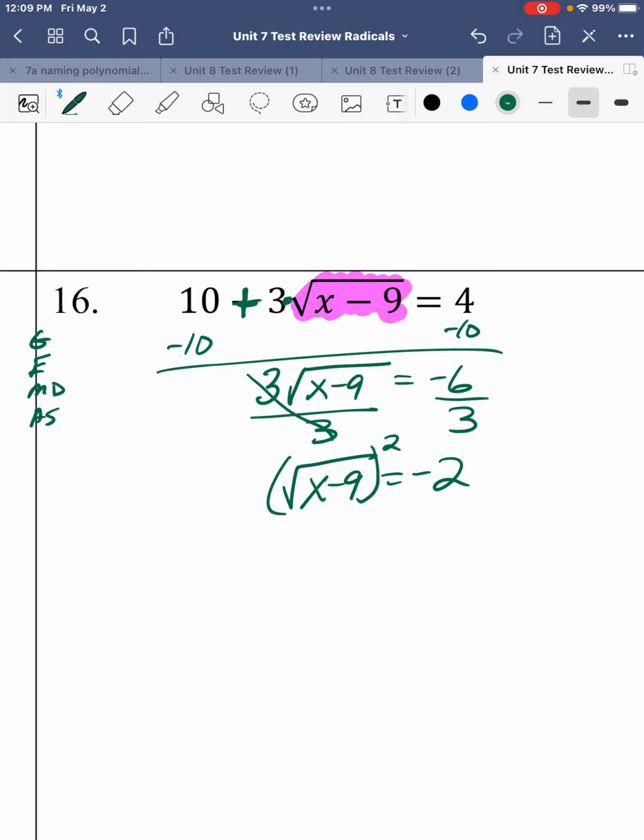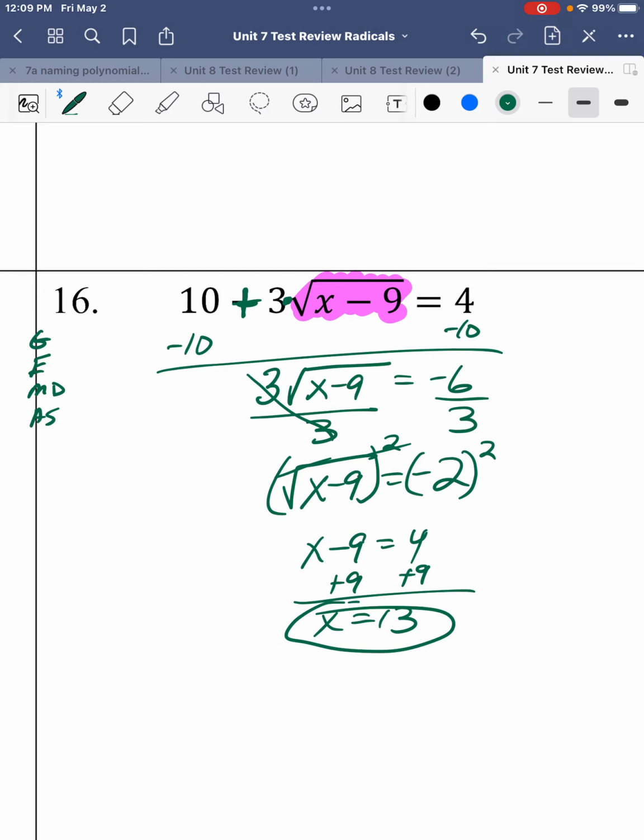And we can square this and square the right side. And square root and square cancel out. And you get 4. And then add 9. You get 13. Because we didn't have a quadratic, you don't have to worry about checking it. You can always check every single one if you want.